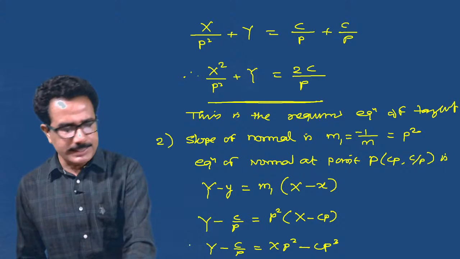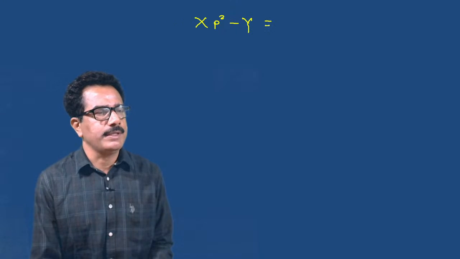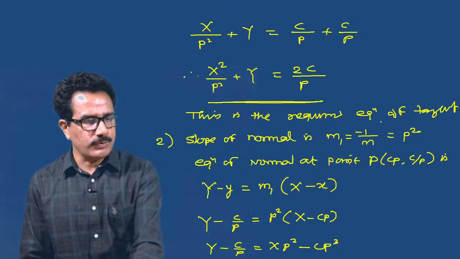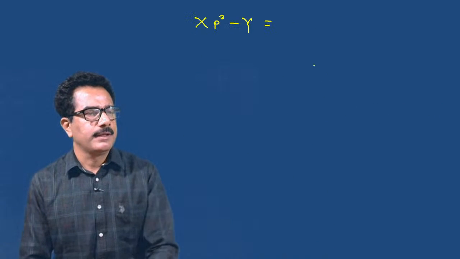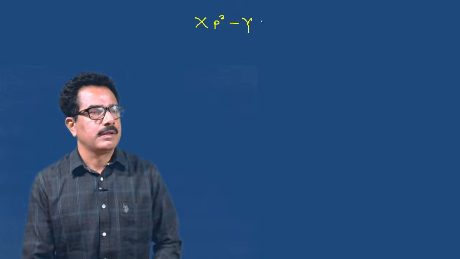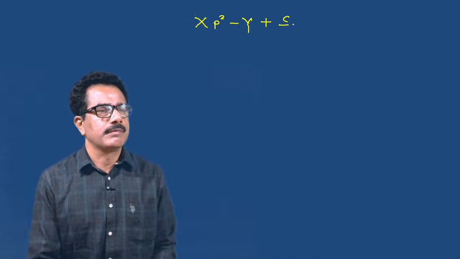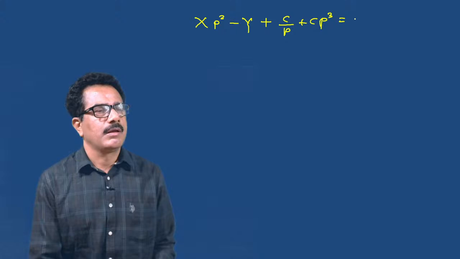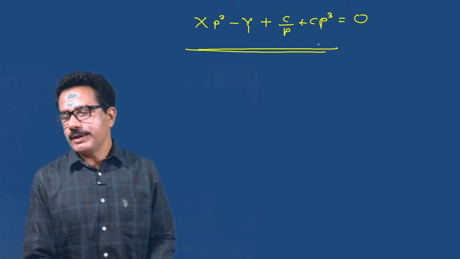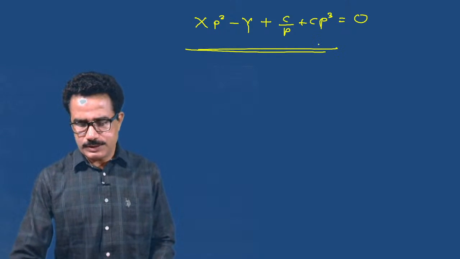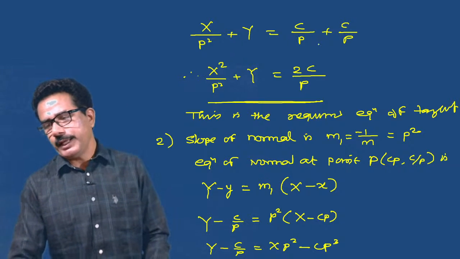So transfer all terms to the right side: x into p square minus y plus c divided by p plus cp cube minus cp cube equals 0. Now you can calculate this, or you can put this. This is the required equation of normal, where x is equal to cp and y is equal to c divided by p.